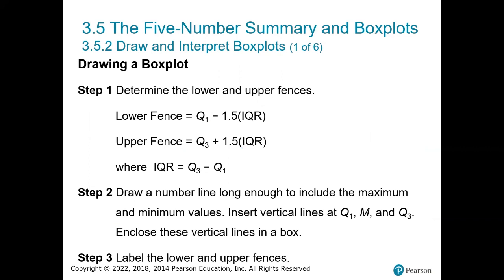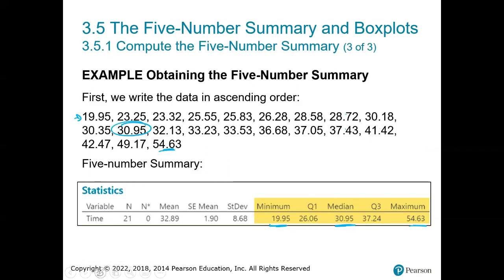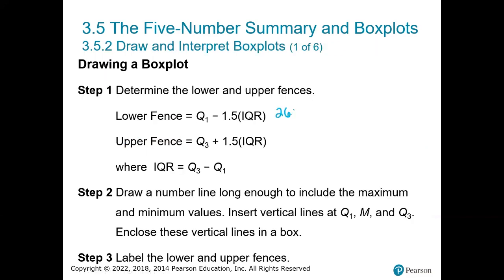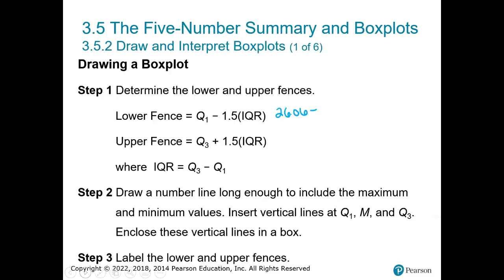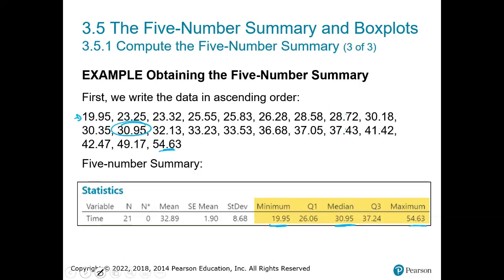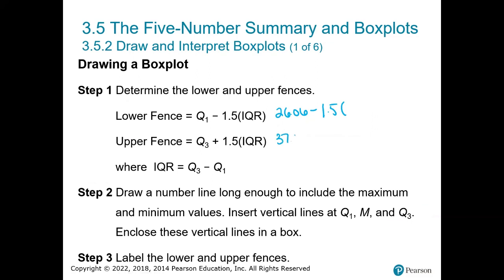All right, so if I did that here, Q1 is 26.06, minus 1.5 times the interquartile range. So we've got to figure that out. Let me write down what Q3 is: 37.24. Q3, 37.24, minus 26.06 is going to give me my IQR. 37.24 minus 26.06 is 11.18.